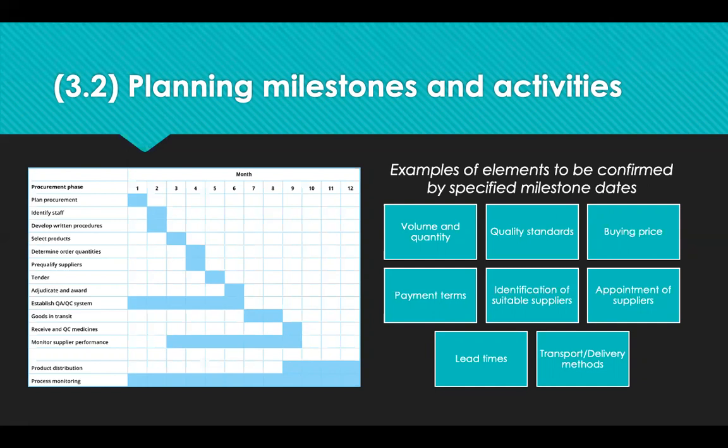So you can see the elements on the right-hand side: volumes and quantities, the quality standards, the buying price, the payment terms, when is the right time to identify suppliers but also appoint them, lead times, and the transport delivery method.